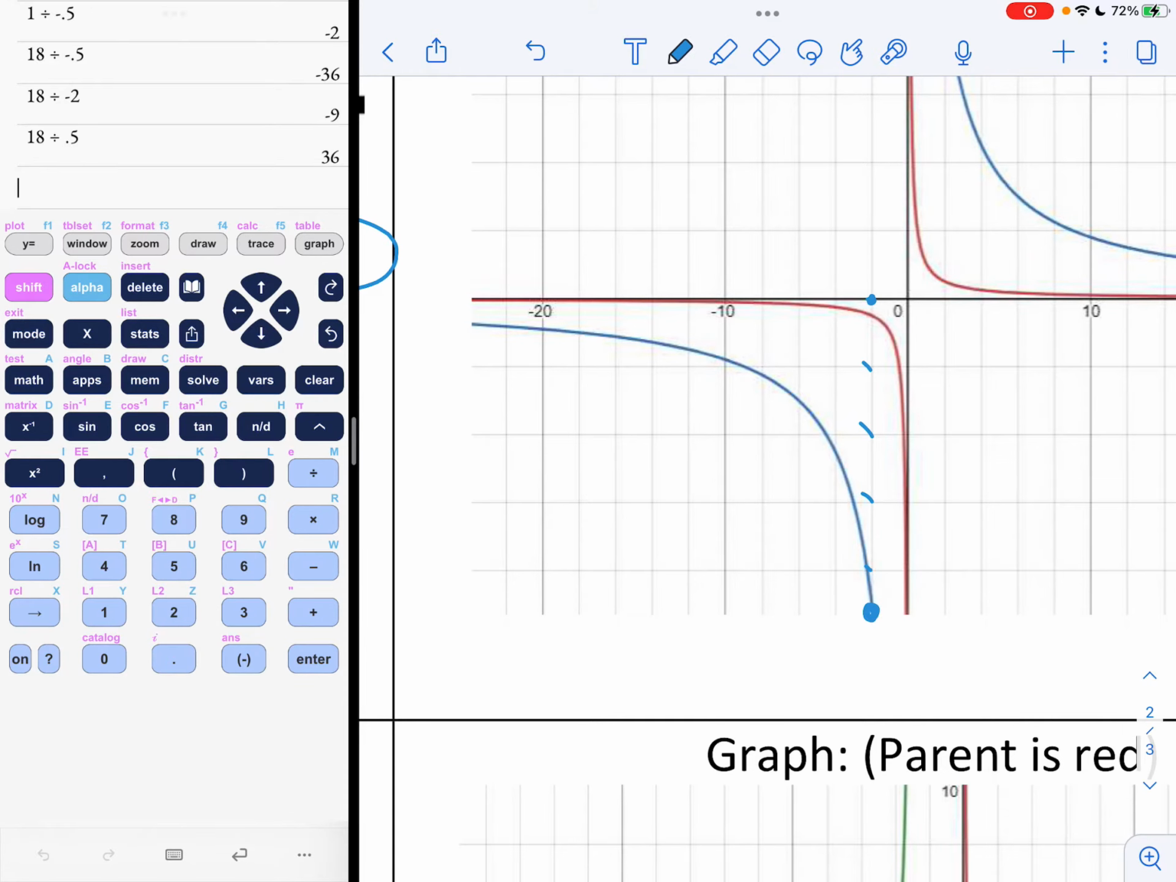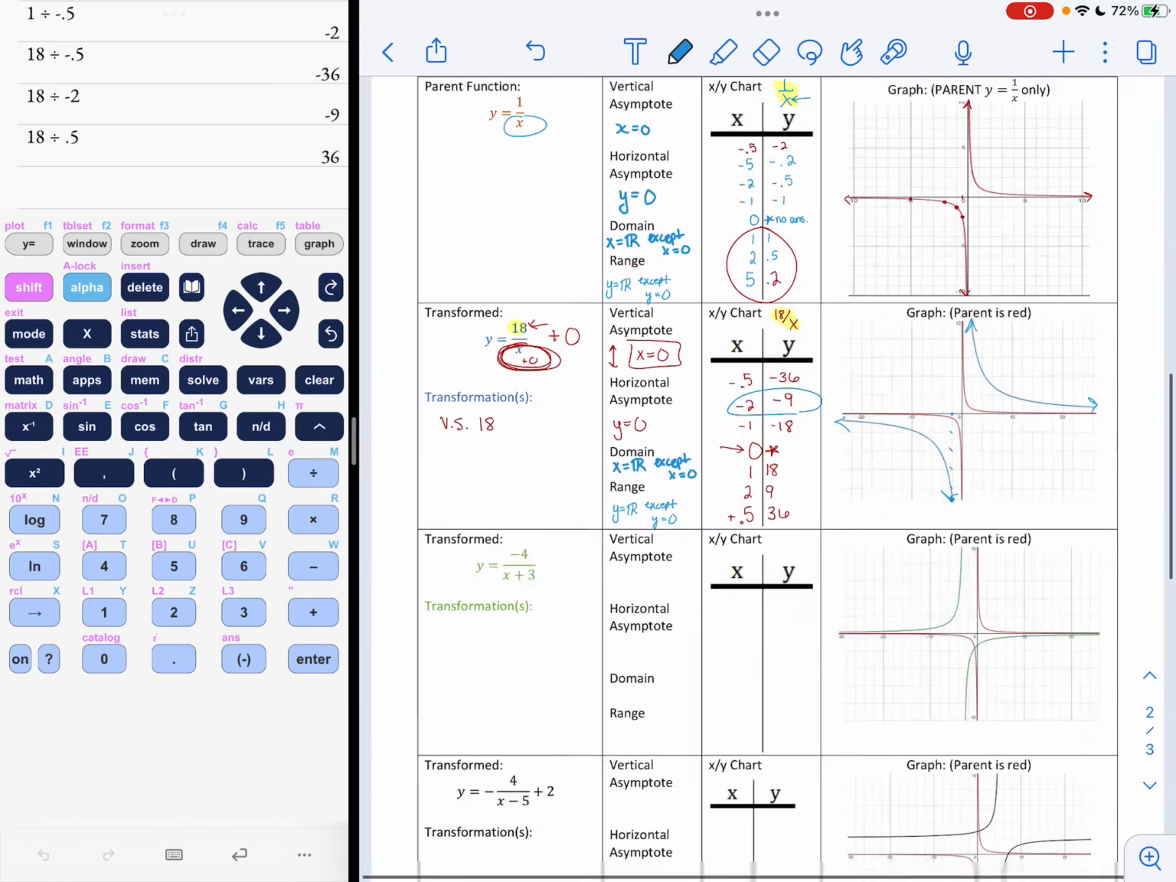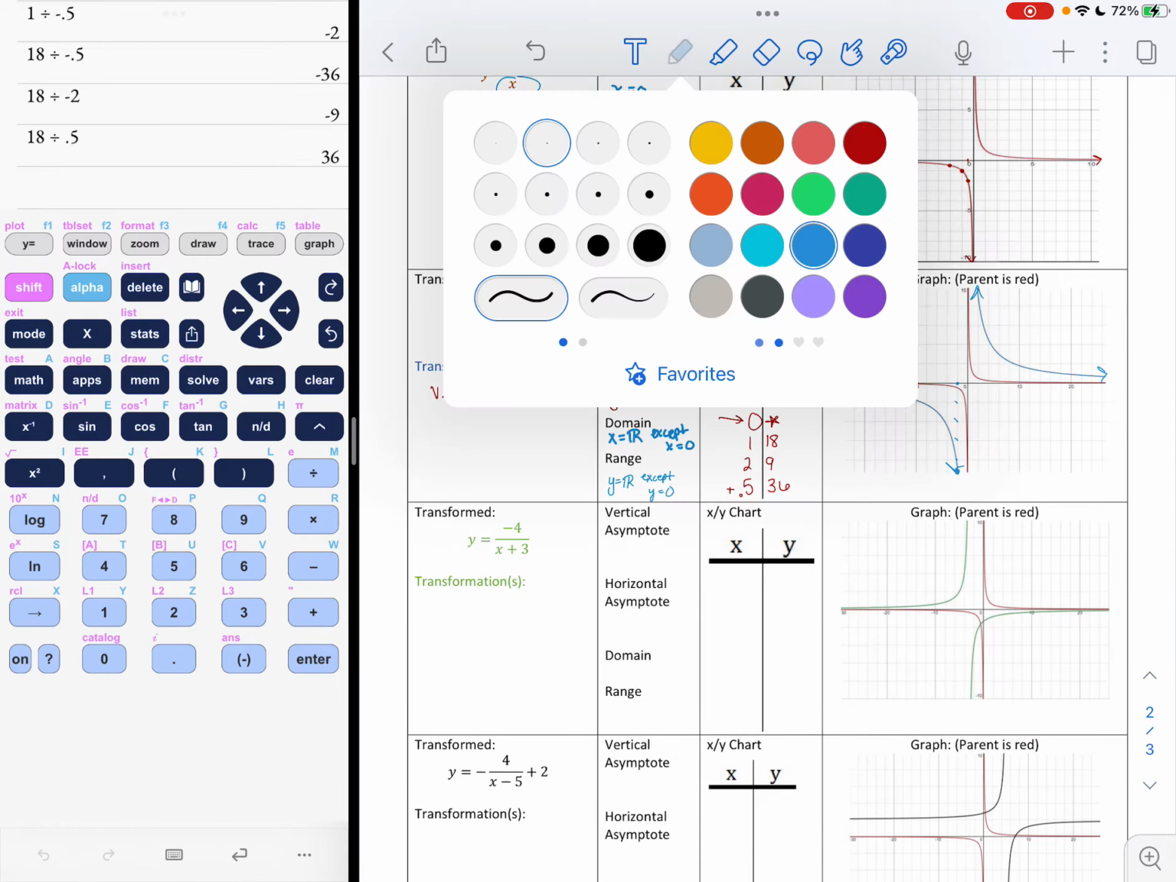There it is. So you can see it still has the same asymptotes. It's still approaching the x and the y axis from the positive and the negative directions. However, the points are just taller. So we do still have this vertical stretch happening. Now, let's go ahead and transform it.